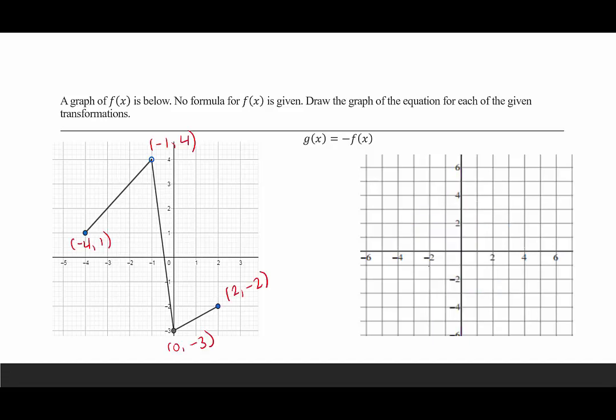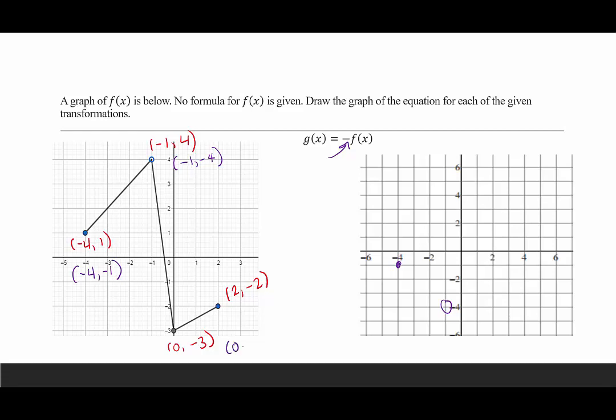Okay, in our next example, we have our original f of x, and this time we see the negative on the outside of the function. That indicates it's affecting the y coordinates. So it's going to negate the y coordinates. -4, 1 will now map to -4, -1. -4, -1 is here. -1, 4, our open circle, will map to -1, -4. -1, -4, an open circle there.